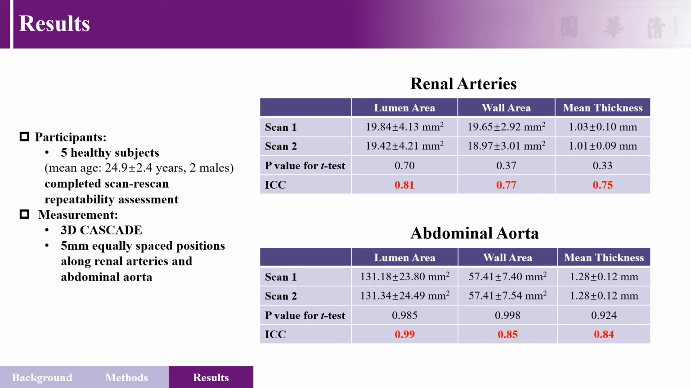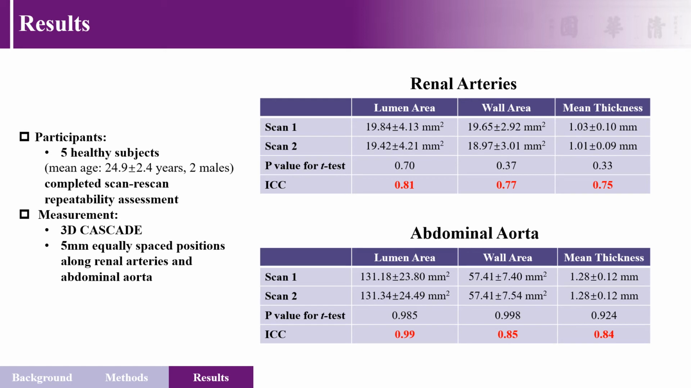Five healthy subjects and one Takayasu arteritis patient were recruited for MRI experiments. All of the healthy subjects completed scan-rescan repeatability assessment. The 3D datasets were analyzed with custom-designed software by experienced radiologists. Lumen and outer wall contours of the bilateral renal arteries and the abdominal aorta were drawn manually with 5 mm interval along the vessels, and lumen area, wall area, and mean wall thickness were measured. The scan-rescan repeatability of the proposed iMSDE-SPGR sequence was evaluated using t-test and ICC.